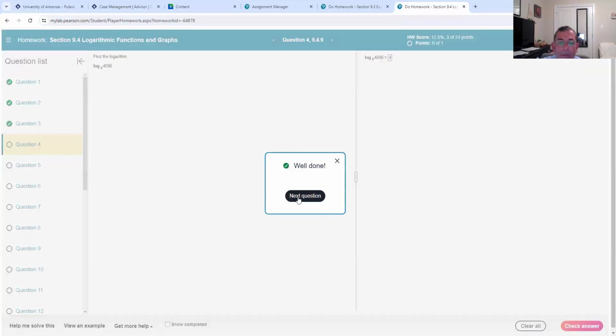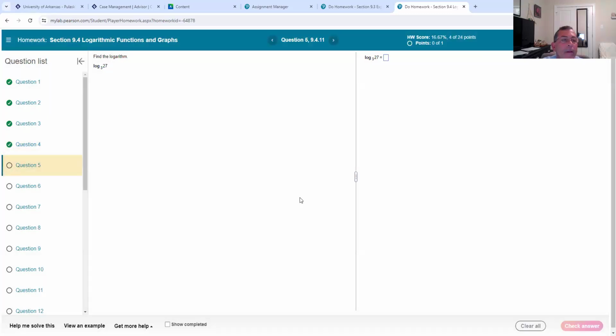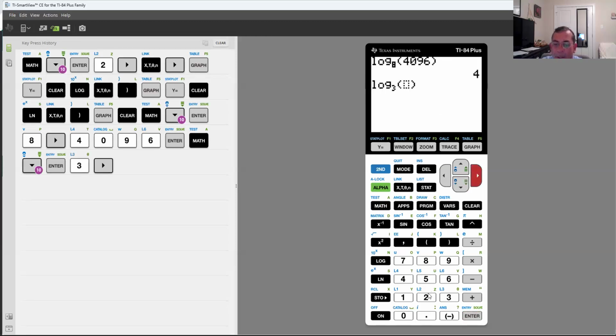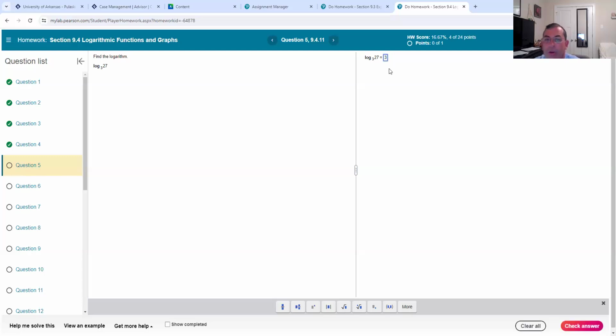And then we go to the next one. Log base 3 of 27. Oh, I think I did that one in my examples. But going to the calculator, hit math, go down to log base, enter. We had a 3 for the base, 27 for the result. So how many times do I multiply 3 times itself to equal 27? That would be 3 times. We'll come in and put a 3.